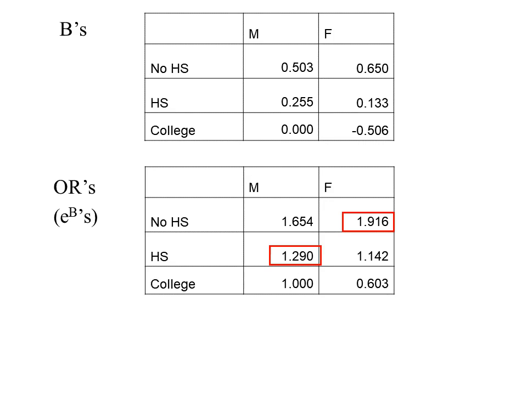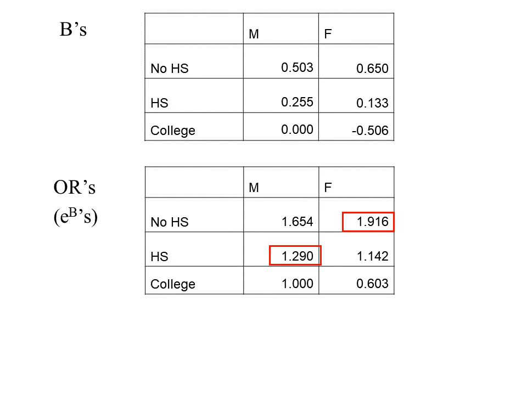For example, the lower table shows 1.290 in the row labeled HS, and the column labeled M. This means, the odds of hypertension for male high school graduates is estimated to be 29% higher than the odds of male college graduates. The odds of hypertension for females who have not graduated from high school is estimated to be 92% higher than the odds of male college graduates. For both males and females, the odds ratio decreases from the top to the bottom in the table, indicating lower education is associated with higher risk of hypertension. But the educational differences are greater for females than for males.